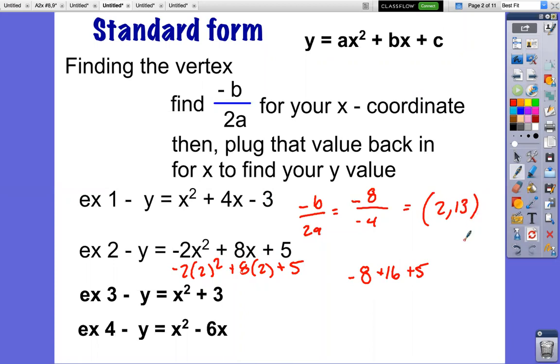+13. By the way, does this open up or does it open down? Down. How do you know? The A value is negative. Now let's put this together. I'm going to slope up, so 2, 13, 1, 2, 13. So I'm going to slope something like this, right? By the way, is this a stretch or a shrink? Is this going to be more steep or is it going to be wider? A stretch. So it's going to look a little more like this.